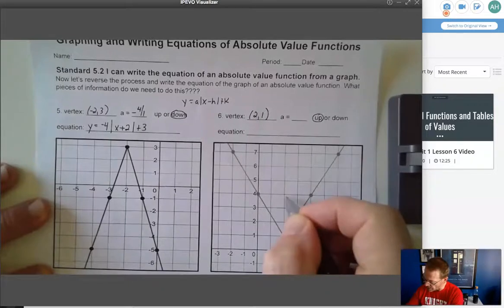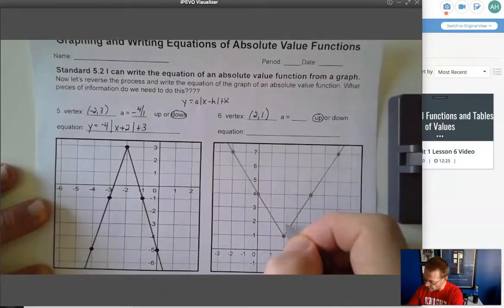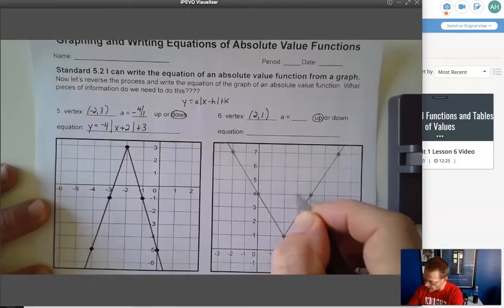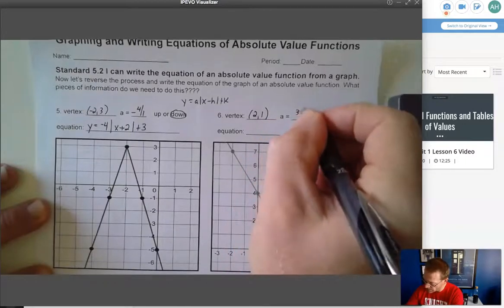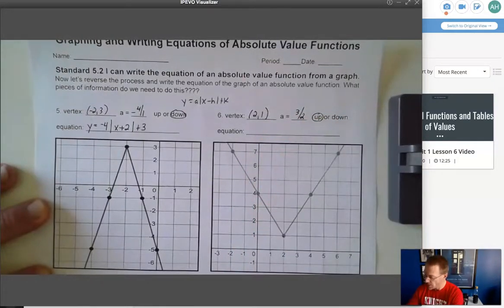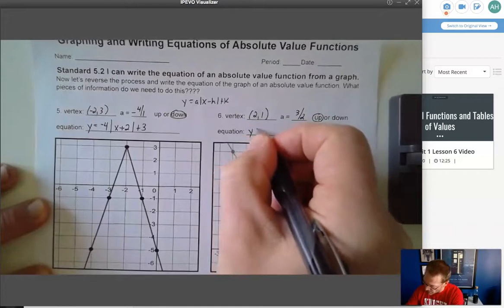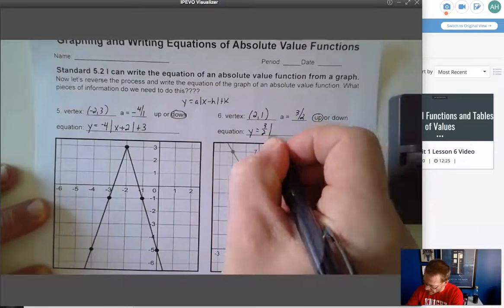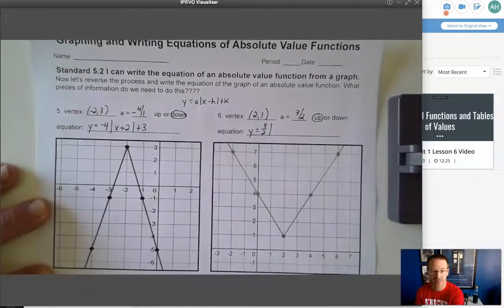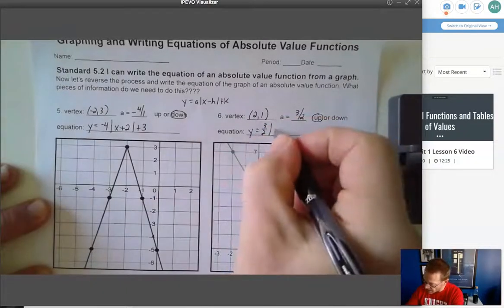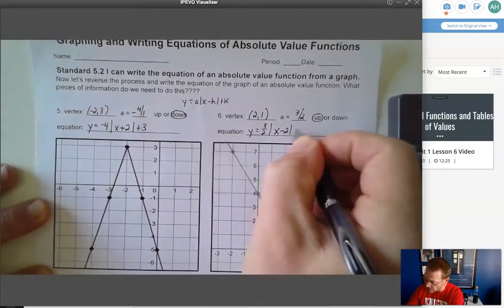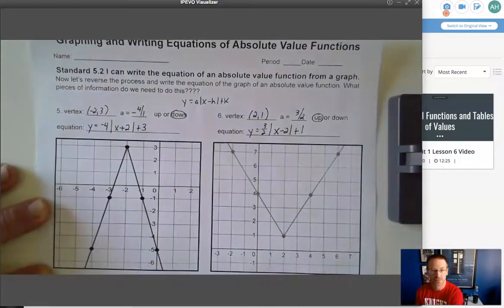Now I'm going to find my rise over run just like we would do for a line. So I'm going to go up 1, 2, 3 to the right 1, 2. And there it is. So now we just put that information in. y equals 3/2, and we have to have those absolute value bars because that's what makes it an absolute value. And then it's x minus h, so x minus 2, and then plus 1.